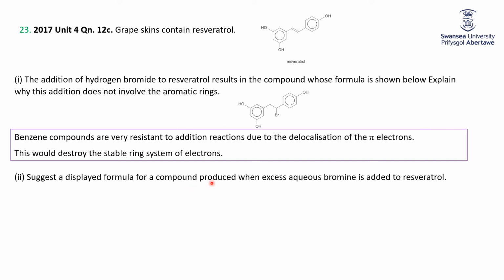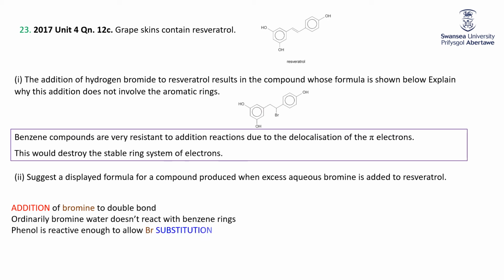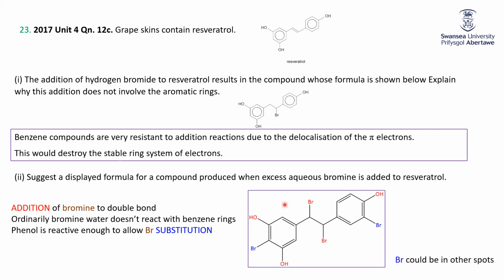Displayed formula for a compound produced when aqueous bromine is added to resveratrol. So if we're adding aqueous bromine, obviously, this adds across the double bonds. No problem at all. But then when you have phenols in here, which we have, the phenol really activates the benzene ring, making it very, very reactive to substitution. And of course, bromine will substitute with aromatic rings.